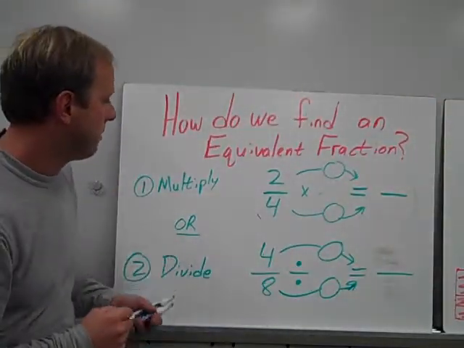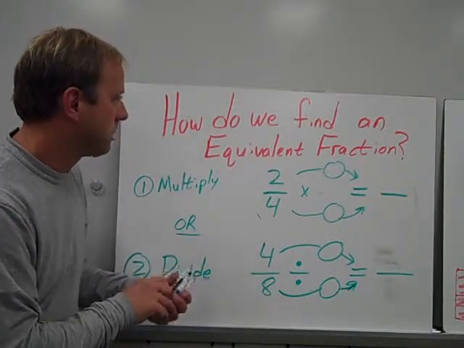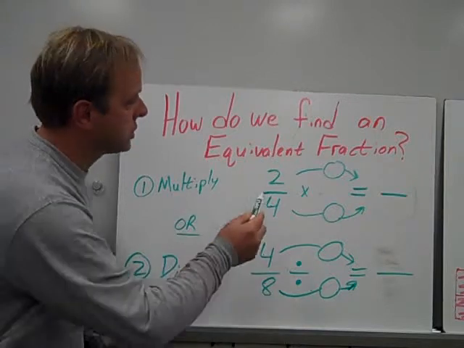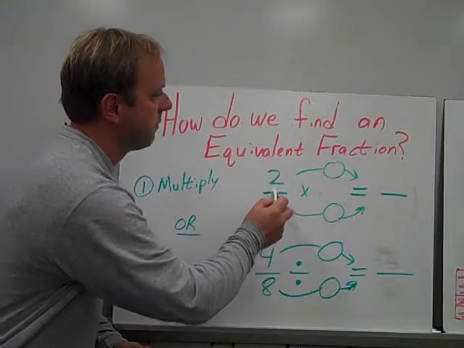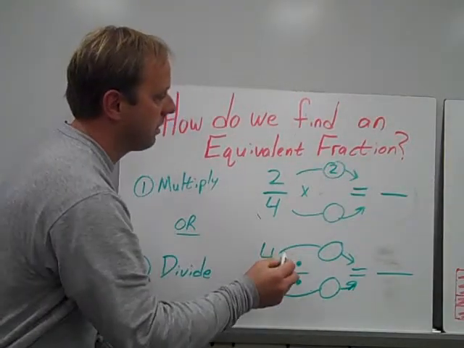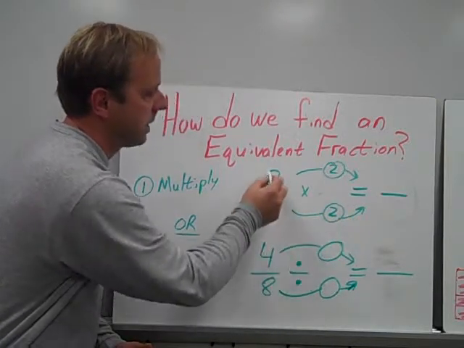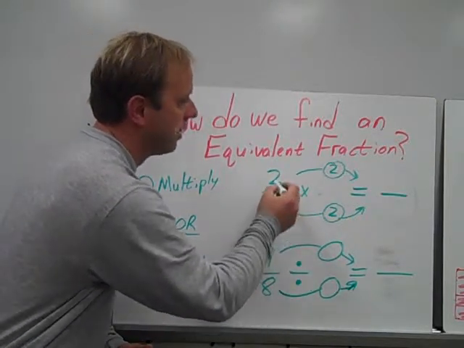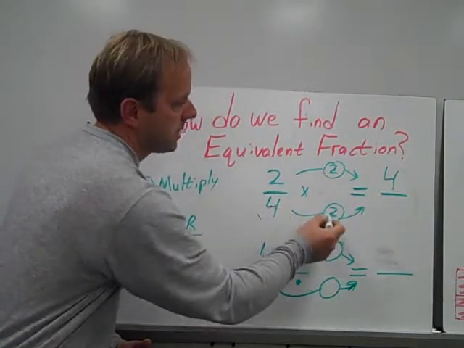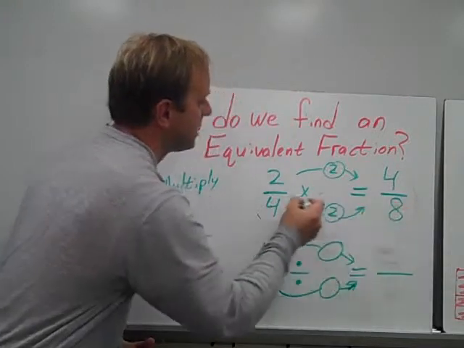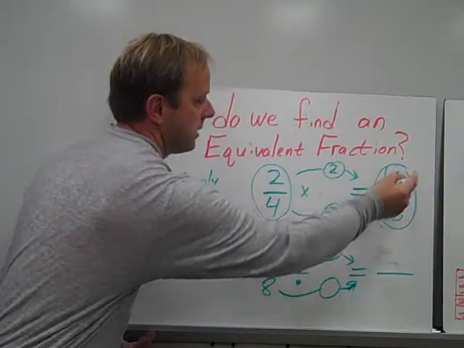When we find an equivalent fraction, we can multiply or divide. If I multiply, remember, the important thing is I change my numerator and denominator by the same value. So if I multiply by 2 in my numerator, I need to do the exact same thing in my denominator. In other words, I'm doubling my numerator and doubling my denominator. 2 times 2 is 4. 4 times 2 is 8. So I can say that 2/4 is equivalent to 4/8.